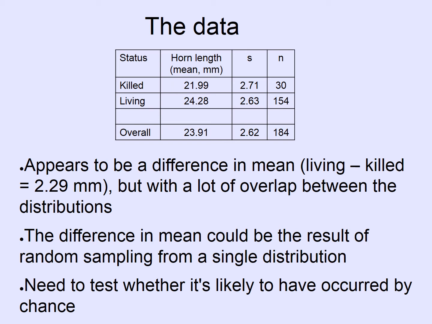Okay, so right now we're saying, hey, if I'm just looking at those means, the mean in the living looks bigger than the ones that have died. My standard deviations look almost equal, so that is good. And so now I want to know if the difference between these is likely to have occurred by chance, just random sampling error.